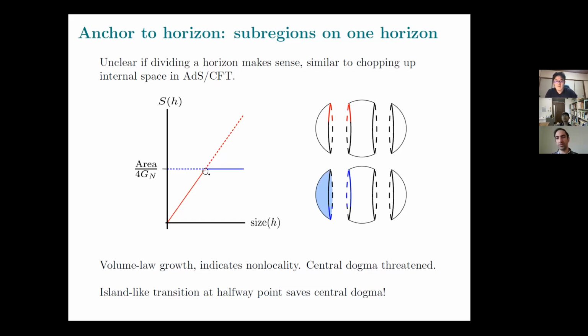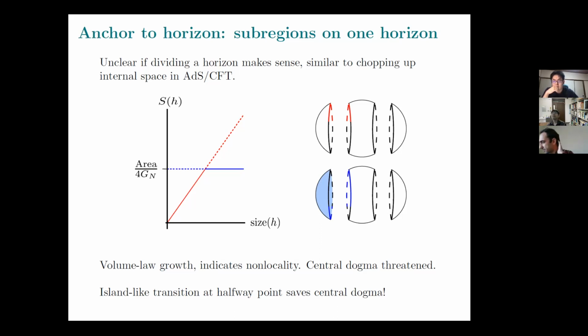Right when you hit the halfway point, when you're about to threaten the central dogma, there's an island-like transition. This surface, for the left extremization, is now allowed to flip around. It's allowed to flip around because it doesn't have a topological obstruction here, and take up the complement of the region you were considering. And now this region, union this region, has total area just that of the horizon. And the entanglement wedge is now the entire interior. That's why I call it island-like, because you go from encoding nothing inside the horizon to, once you have one half of the system, encoding almost, in this case, everything inside the horizon. So it's a bit island-like.